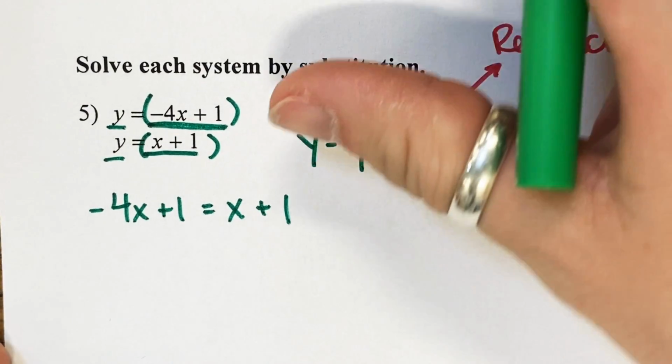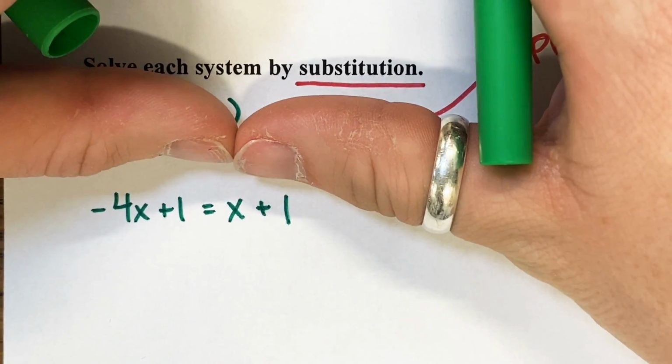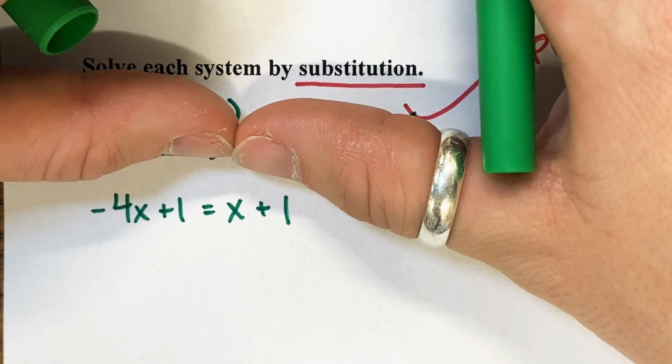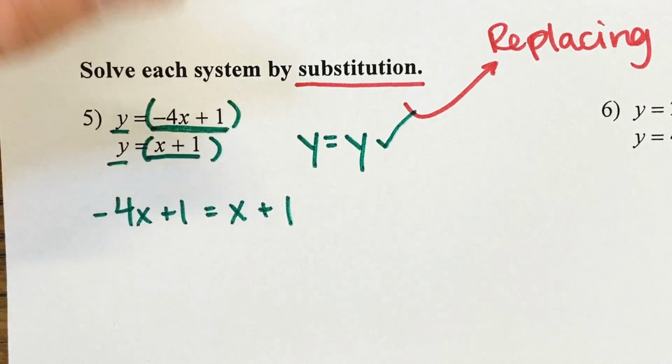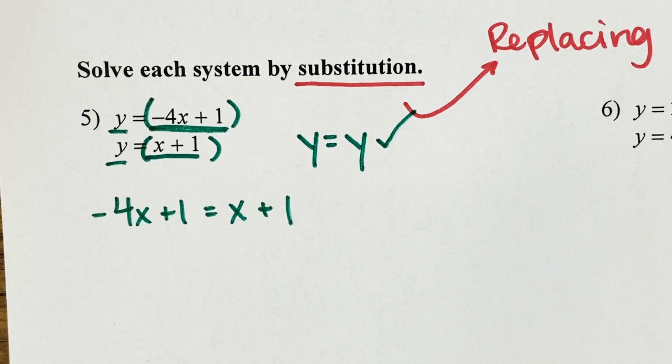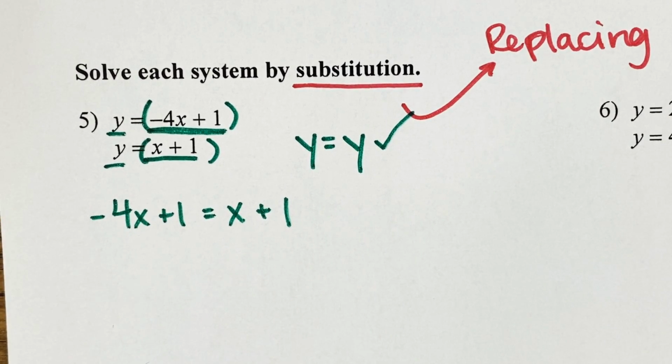Okay, so now look at our equation we're dealing with. Do you see any more y's? No, we're only dealing with x's, which is perfect because when solving for a variable, you can't have another variable. So we're only dealing with x's. So this is how we're going to solve.